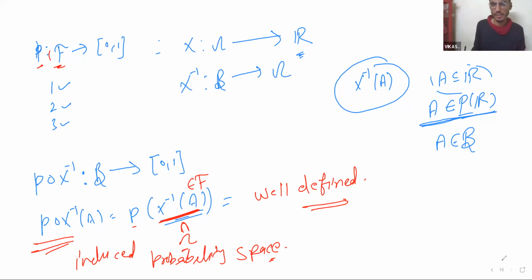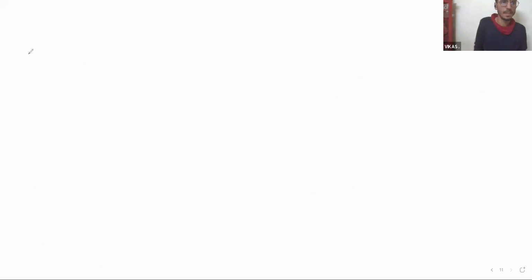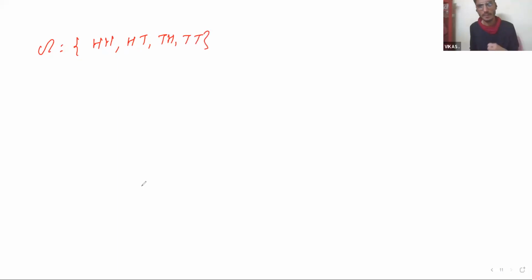Okay, so we have done an example, right? Say omega is this: head, head, tail, head, tail. You understand what the experiment is? I am flipping two coins at a time, or I am flipping one coin twice. Then if I define probability, what is the probability?